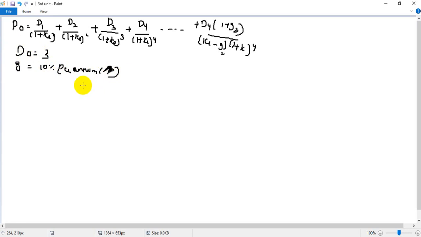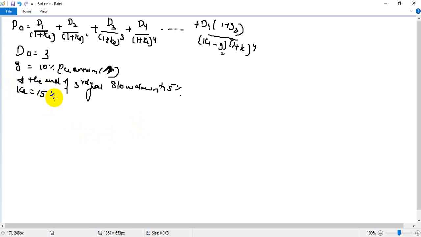So at the end of third year, the dividend growth rate would slow down to 5%. Assuming 15% required rate of return, compute the current value of the company. So your KE is being given as 15%.